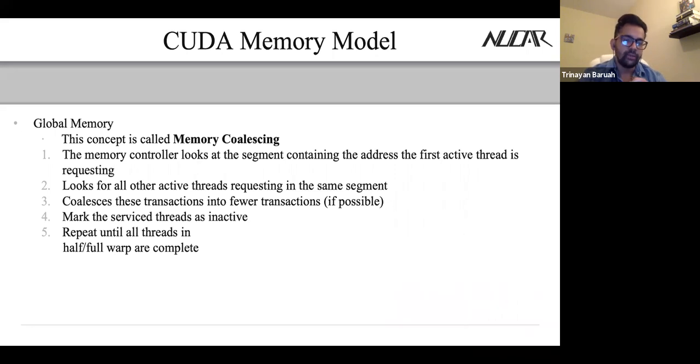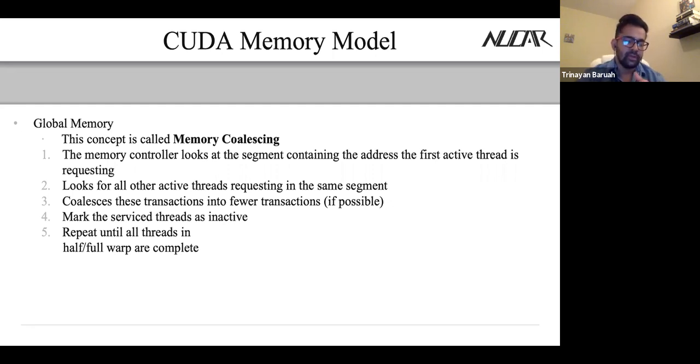The idea is that you have this memory controller that receives a load request or a store request, whatever it is, from the thread, right? It looks at the segment containing the address the first active thread is requesting. For example, if you have 32 threads requesting different addresses, the memory controller will look at the segment containing the address that the first active thread from that warp is requesting. And then it will also look for other active threads requesting the same segment, right?